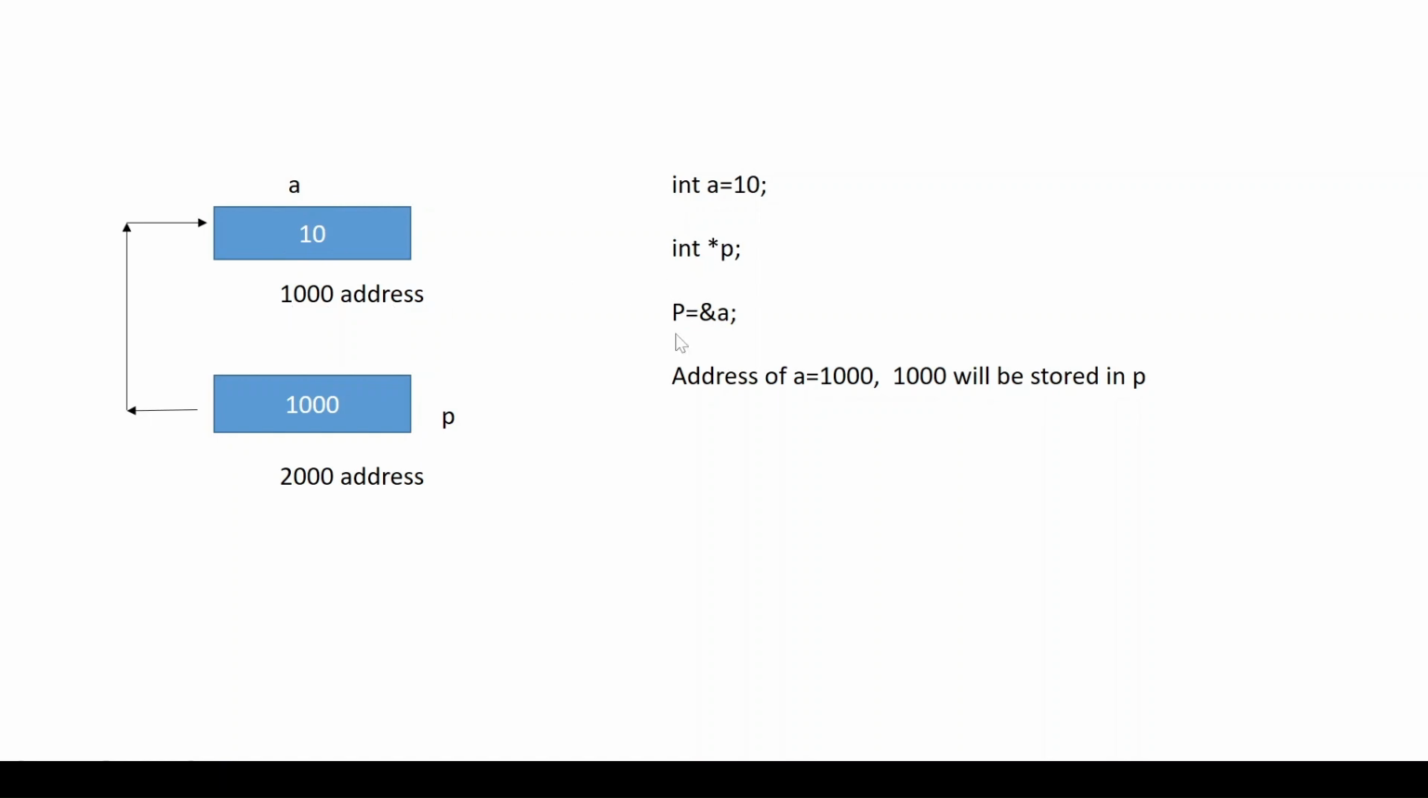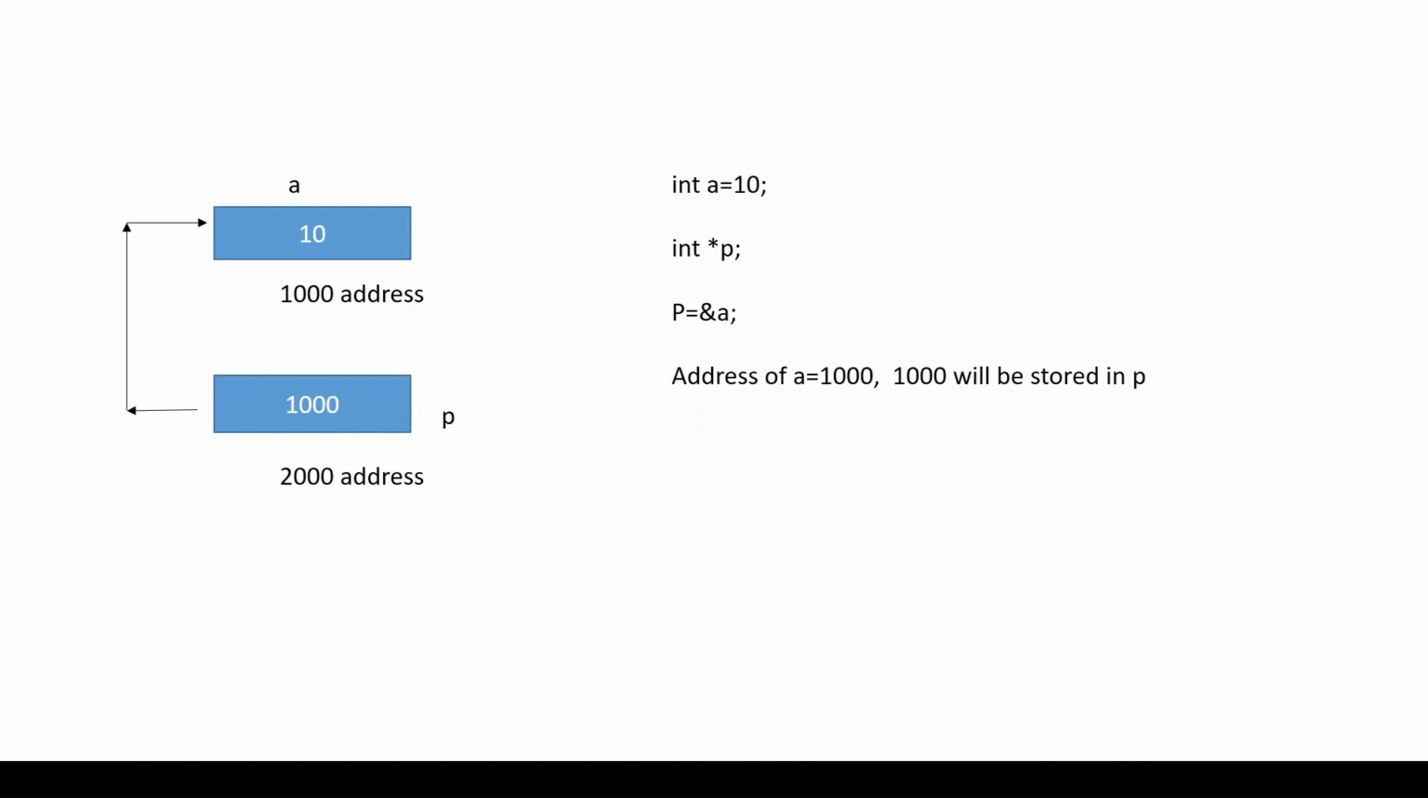Here we have declared the pointer variable p. Even though it is a pointer variable, it is going to occupy some space and will be stored at some location in memory. Suppose it is stored at address 2000. Now p = &a. That means this pointer variable will be holding the address of a. The address of a is 1000, so 1000 will be stored in p.